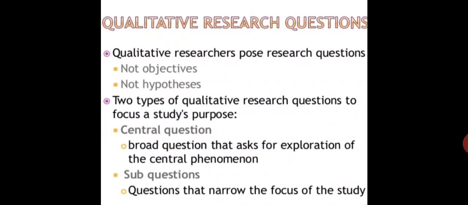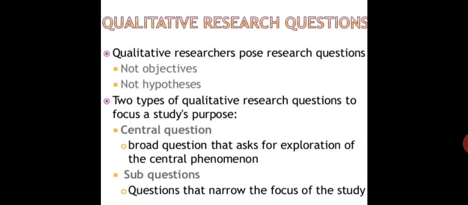Qualitative research questions. In qualitative research, questions are very important as compared to objectives and hypotheses. The research questions are given the most important place. There are 2 types of qualitative research questions to focus a study's purpose.